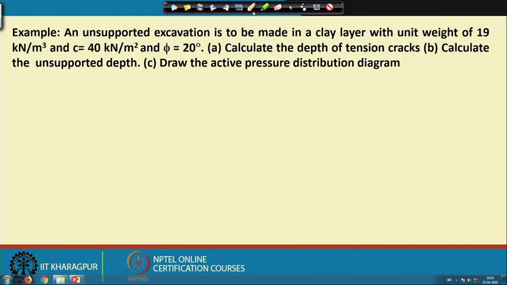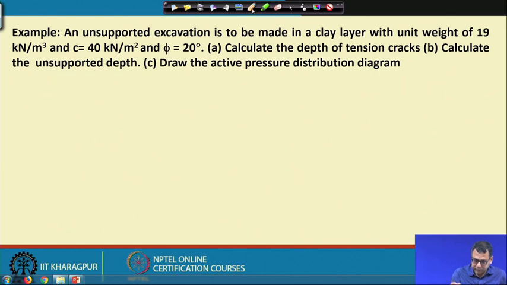The first problem is an excavation to be made in a clay layer with unit weight of 19 kilonewton per meter cube, cohesion value of 40 kilonewton per meter square, and friction angle phi equal to 20 degree. We have to calculate the depth of tension cracks, calculate the unsupported depth, and draw the active earth pressure distribution diagram.